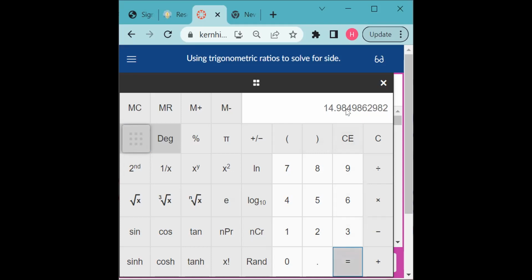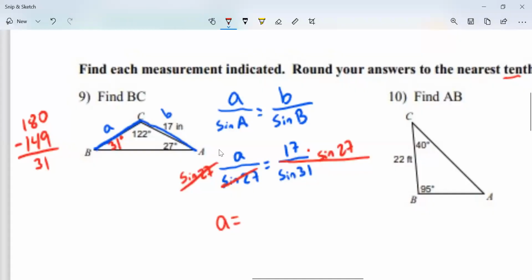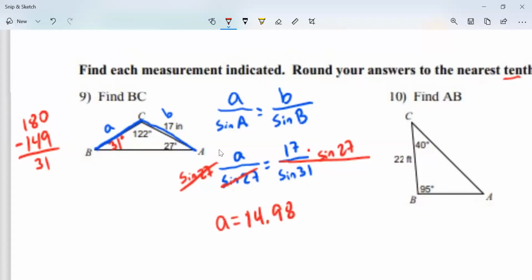For the moment, let me write 2 decimal places. So according to the calculator, it says 14.98. Let me come back to my work here. So I'm going to say A is 14.98. I'm going to write 2 decimal places because I might be able to round.